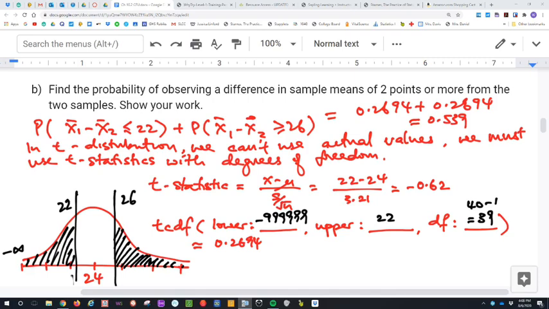Yes, I did have the T statistics here. Oops, sorry. My T statistics is right here. Negative. So I said the wrong thing here. So here should be negative 0.62, right? The T statistics at this point is negative 0.62.